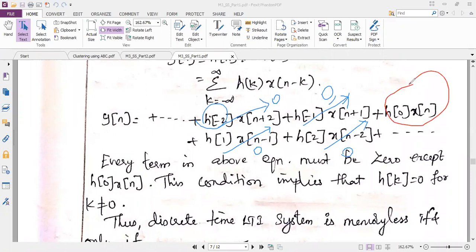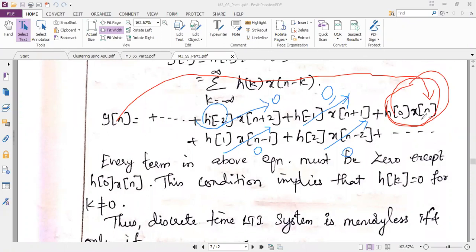So using this concept, I can say in this h of 0 into x of n, the output depends on the current input. Because of this reason, I can say this system is a memoryless system. As per the statement I told, the memoryless system is a system in which the output depends only on the current input. So I proved it here. When I expanded the formula of y of n, I proved it: the output y of n depends only on the current input x of n.